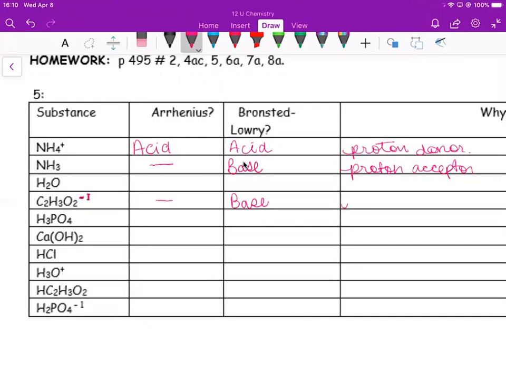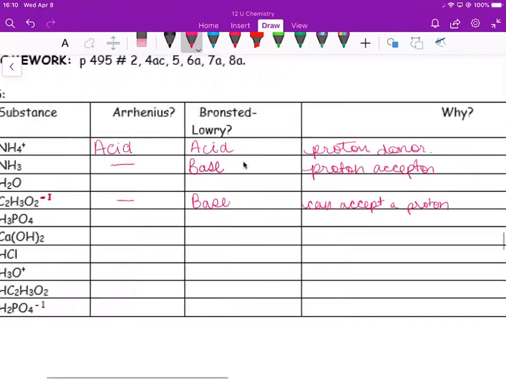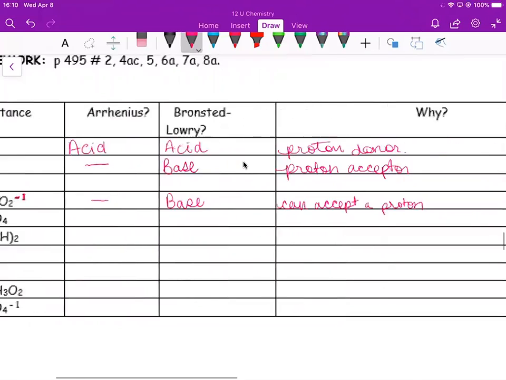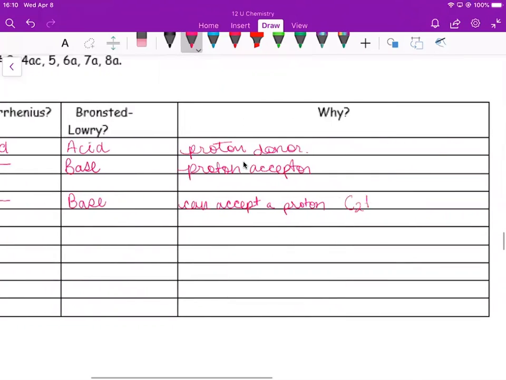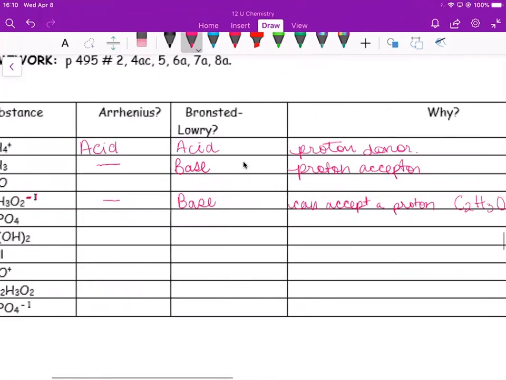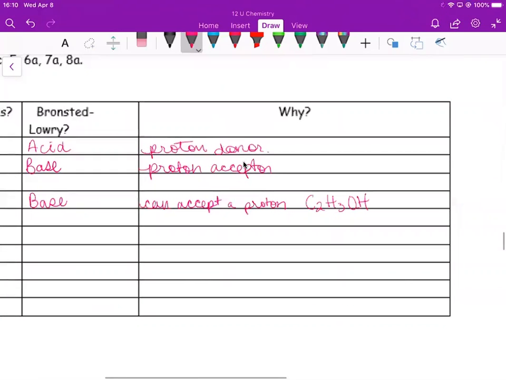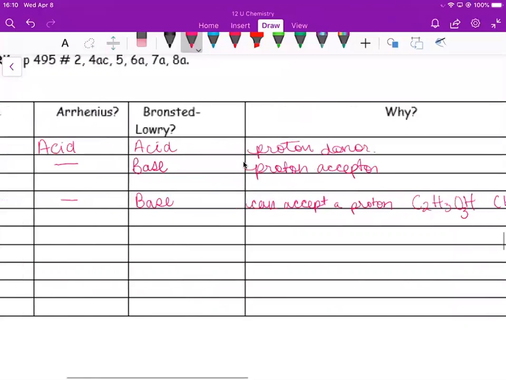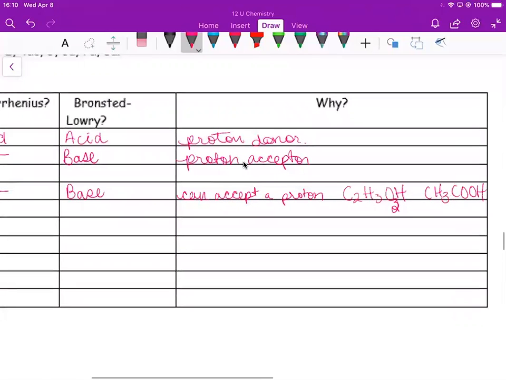So I could say it can accept a proton, and it turns into acetic acid, CH3COOH. So I usually write it like this.